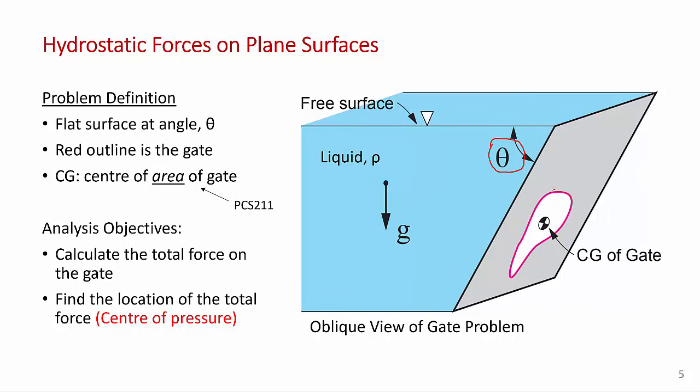The red outline here, sort of pinky outline, is the outline of the gate, and this spot here is the center of gravity of the gate. It's actually the center of area. I'm going to be using those terms interchangeably. Center of area and center of gravity for the gate would be the same if it was a uniform density thin plate. You will have run across and done some calculations of center of area in PCS 211.